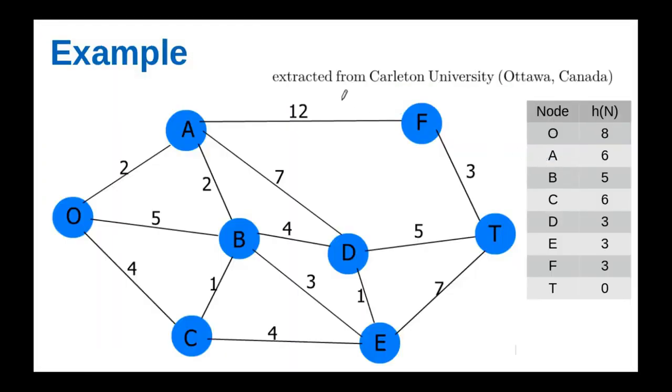Well, let's consider this example that is extracted from Carleton University. And as you can see, we want to go from the origin, that is on the left, to the target with the shortest path. What I mean when I say the shortest, I mean the following.